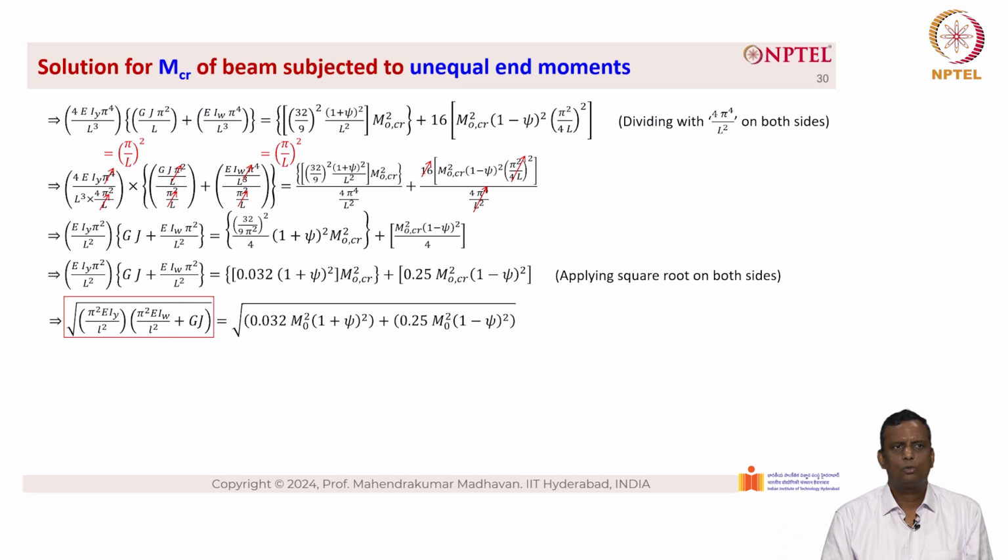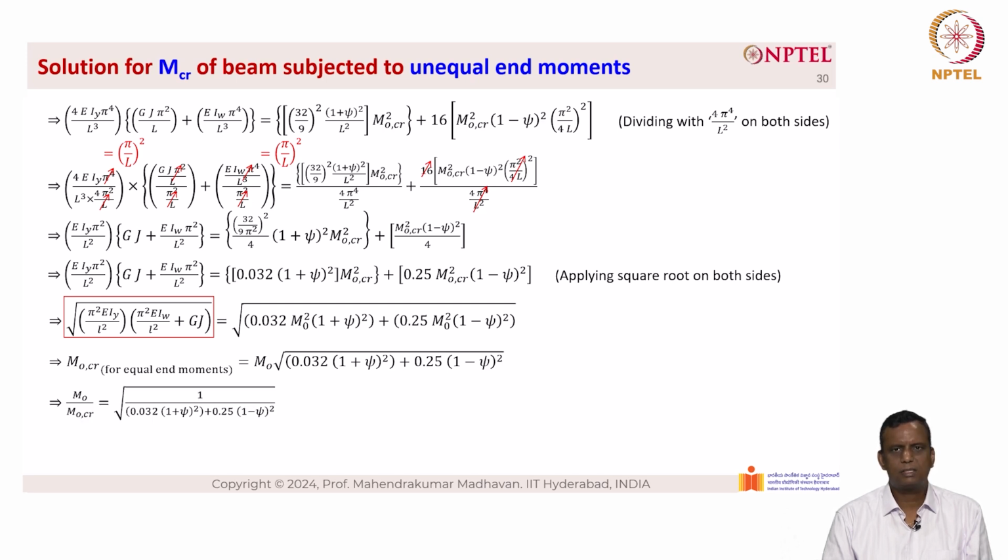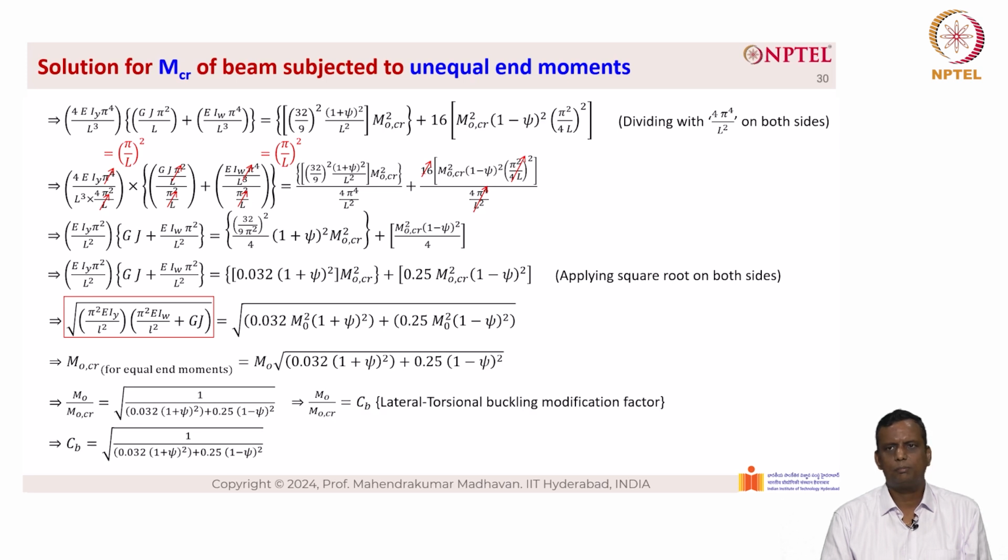We can see that the root of pi square EIy by L square into pi square EIw by L square plus GJ is m naught critical for equal end moments, and it is equal to m naught into root of 0.032 into 1 plus psi the whole square plus 0.25 into 1 minus psi the whole square. So we have m naught by m naught critical given by this equation. So this is equal to C sub B, which is the lateral torsional buckling modification factor as per AISC. And C sub B is given as root of 1 by 0.32 into 1 plus psi the whole square plus 0.25 into 1 minus psi the whole square.